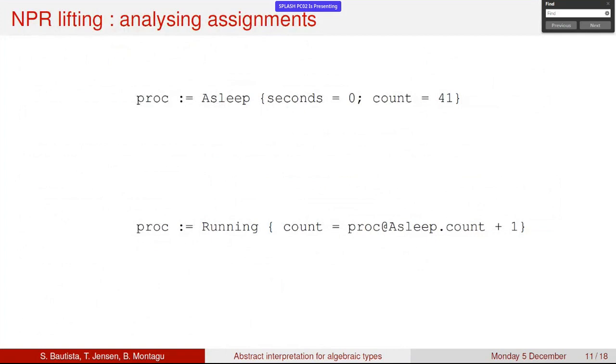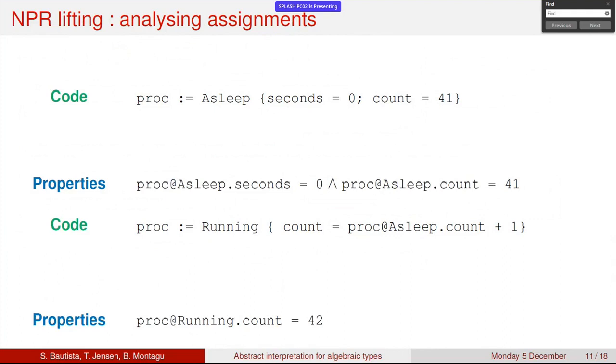Okay, so if we have a program that does 2 assignments in a row, for example, so here, if we have a variable proc and that we start by assigning to it a process that is asleep, that has 0 seconds left to sleep, and that has been activated 41 times, and then we assign again to the same variable, but now a process that is running with a count that has been incremented. What are the properties that we get? Well, after the first assignment, we might get 2 properties: the fact that proc@sleep.seconds is equal to 0 and proc@sleep.count is equal to 41. And after the second assignment, we might get the property that proc@running.count is equal to 42.